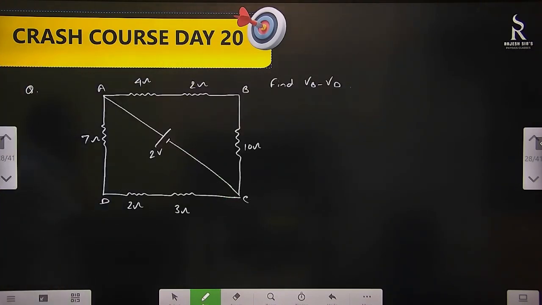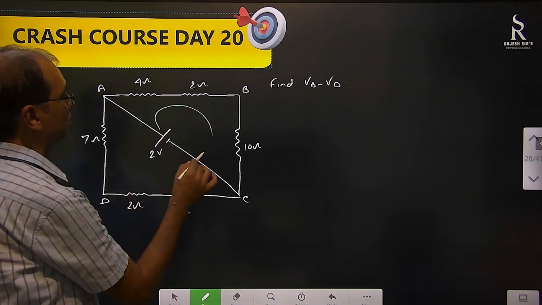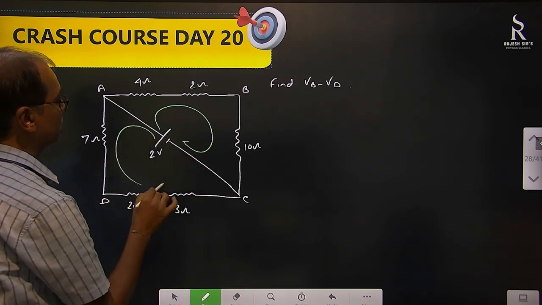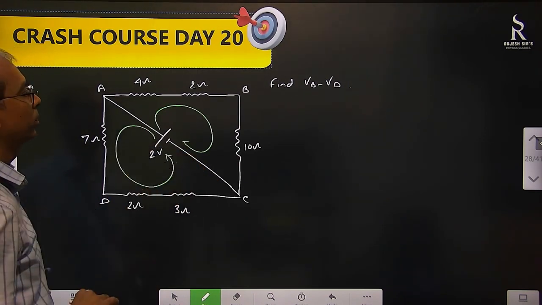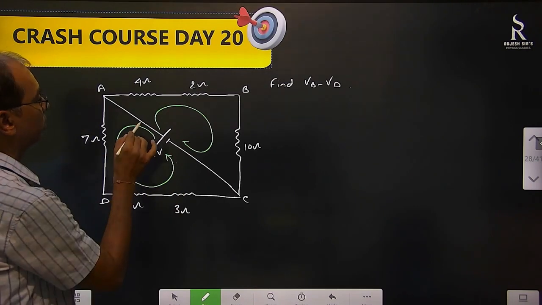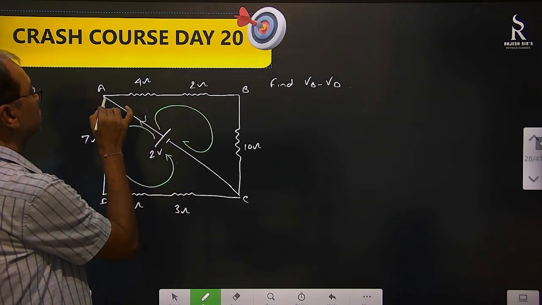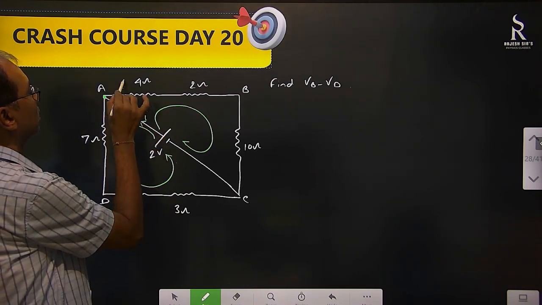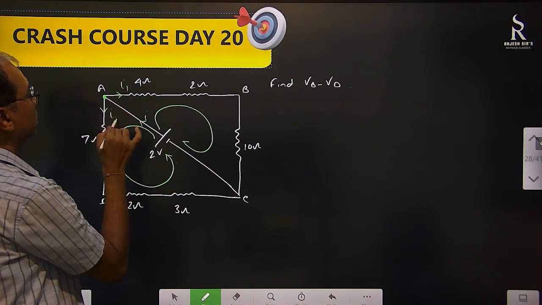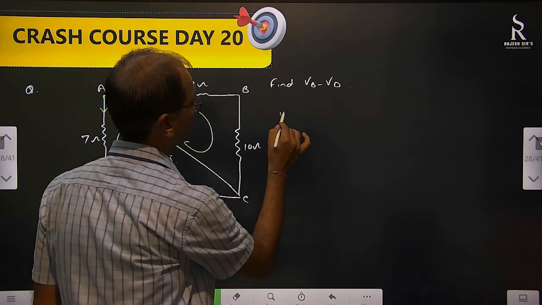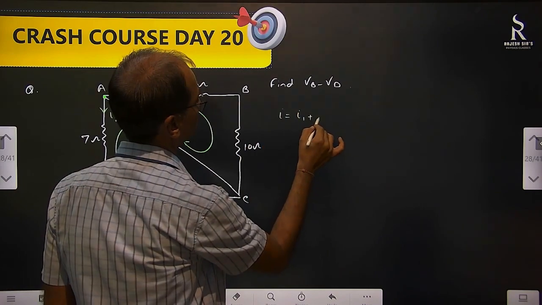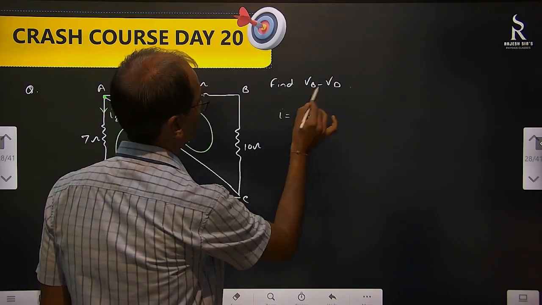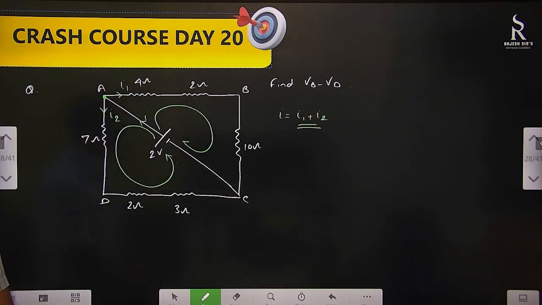Okay, let's see a question on loop law. In this one, you can see that there are two closed loops. One is this, the other one is this. Suppose the current from here is I, then here is a junction. The junction means the current is going to split, so I equal to I1 plus I2. But what we have to find is VB minus VT. Let's see what we can do.